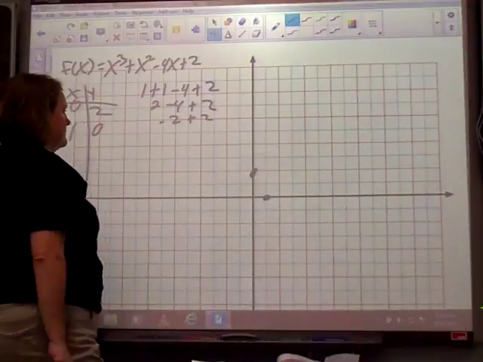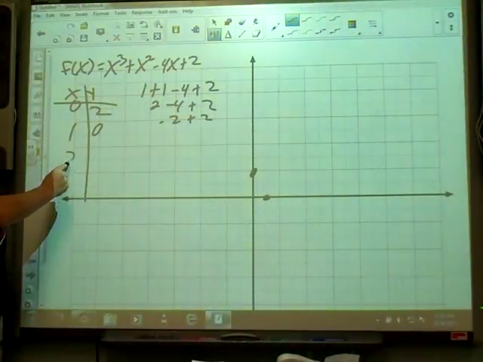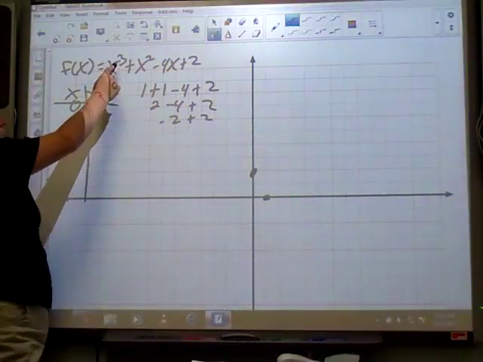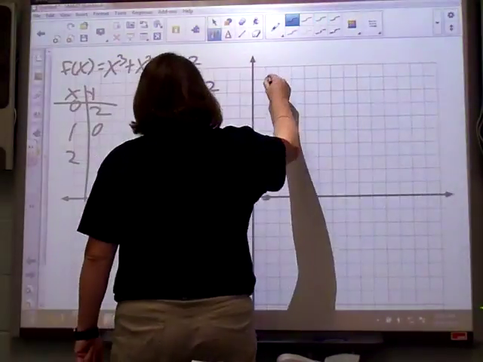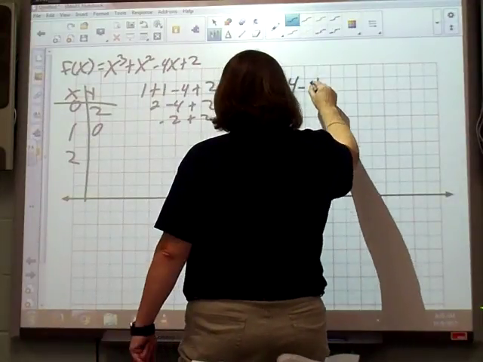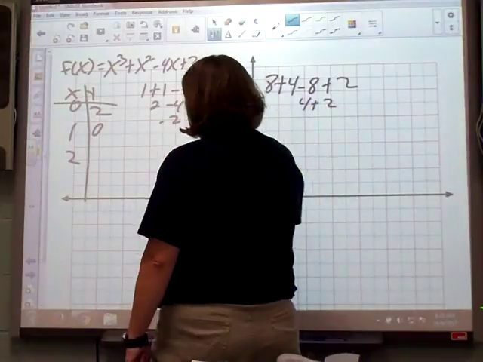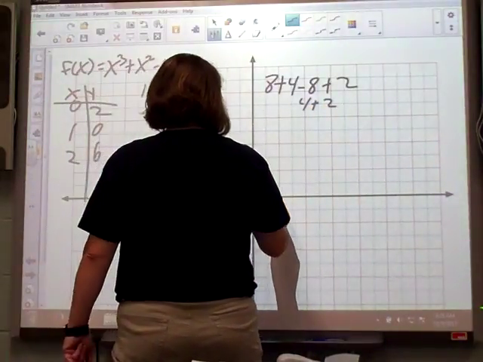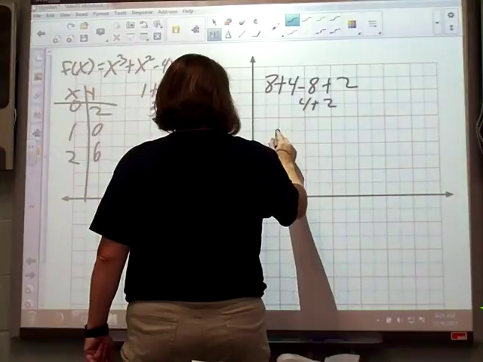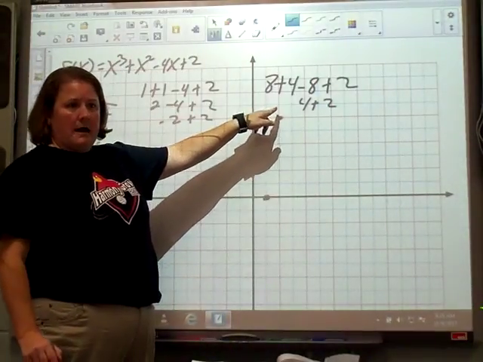Plug in 2 now. Okay, y'all letting Trevor pick all our points. 2 cubed is 8. 2 squared is 4. 4 times 2 is 8. 12 minus 8 is 4, so that would be 6. How many points per line do we need? 1, 2, 3, 4, 5, 6. Alright, so we can see where it turns up, right?